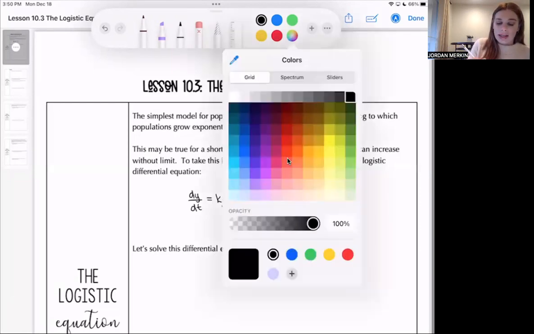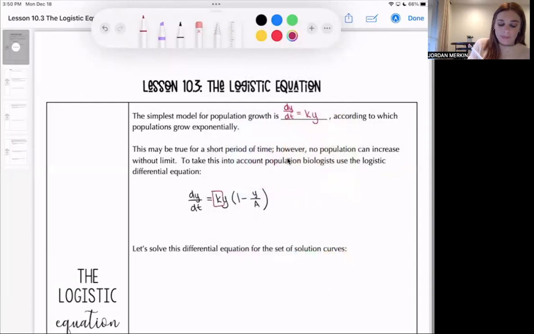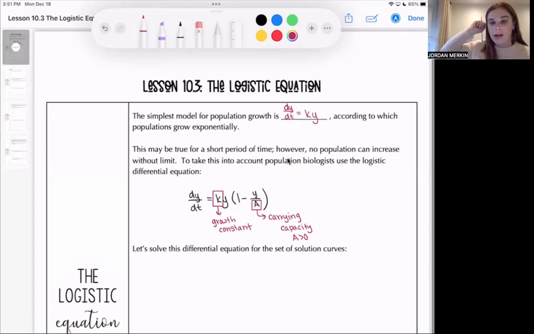So just like in a previous unit, k is your growth constant. And then A actually ends up giving you the carrying capacity. So A is the carrying capacity. And A is greater than 0. And in this case, because what we're talking about is population growing to a carrying capacity, we'll have your k also be greater than 0.